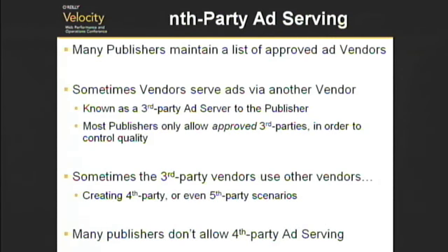So just a quick word on multi-party serving of ads. When a publisher serves an ad, they usually have an approved list of ad vendors, and those are generally called first-party vendors. Those vendors, in turn, can then use other vendors to serve ads, and those are known as third-party vendors. Most publishers maintain a list of approved third-party vendors just to control quality. Sometimes those third-party vendors use other vendors, fourth, even fifth-party vendors, and a lot of publishers don't allow that. They don't like it to happen. Sometimes it does anyway, but we'll see later that can cause some real problems with quality.